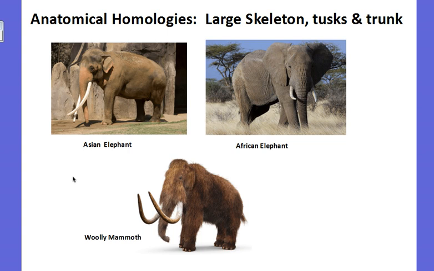Some other examples of anatomical homologies: large skeleton, tusks, and trunk. So if you look at this Asian elephant and African elephant, these are modern organisms. They're still alive. They are not extinct. They look very similar to the extinct woolly mammoth. So that shows evidence of common ancestry. So the woolly mammoth is extinct. Elephants, not extinct. Still alive. We can see them in zoos and on TV and everything.